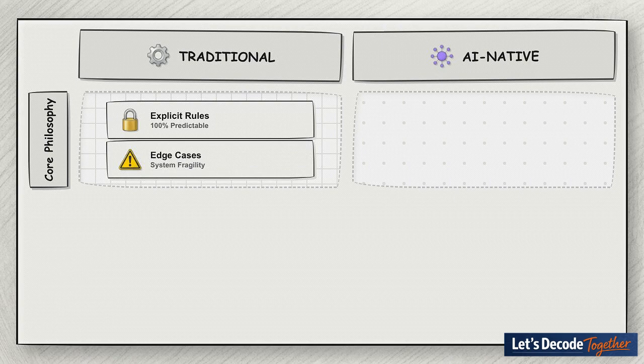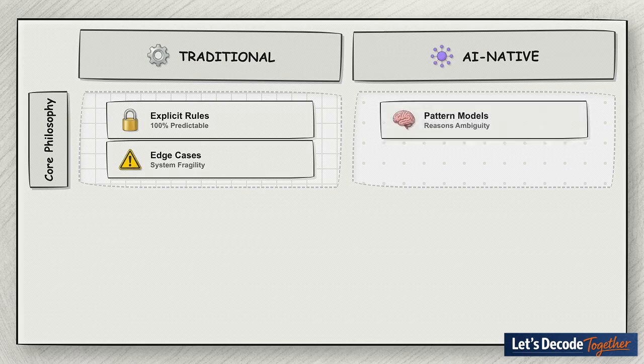AI native development takes the opposite approach. Developers feed historical data and context prompts into a model to manage complexity. This creates a system capable of reasoning through deep ambiguity and adapting to new information. But this flexibility comes at the cost of absolute control, as the system's behavior is based on probability rather than specific commands. These philosophies lead to very different maintenance cycles.